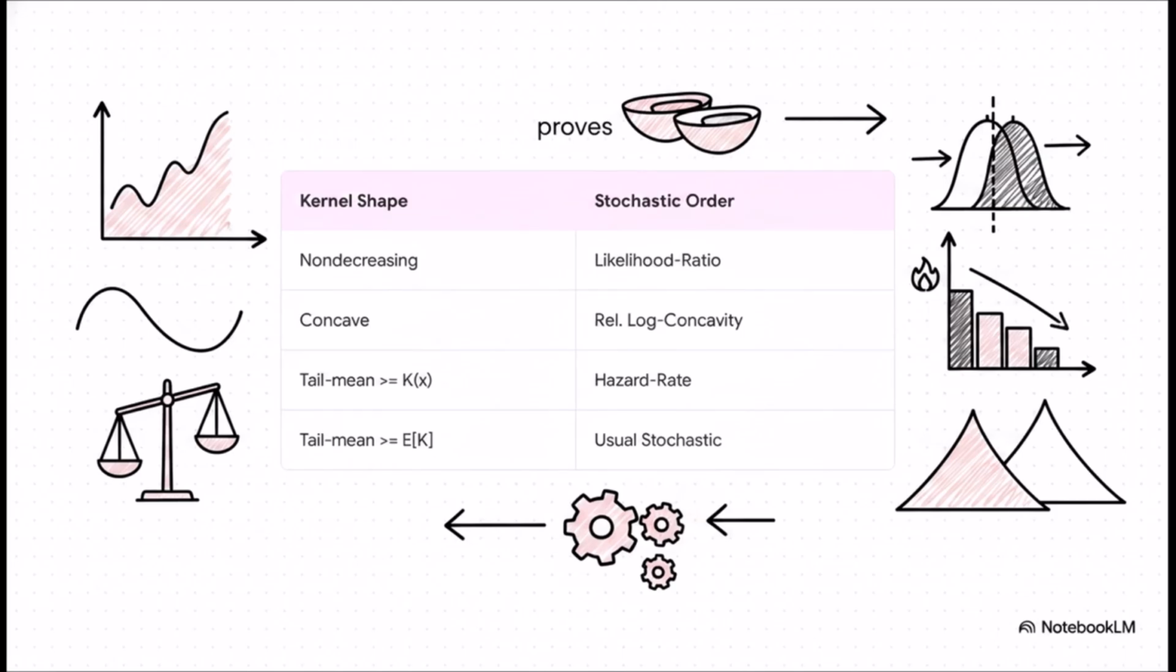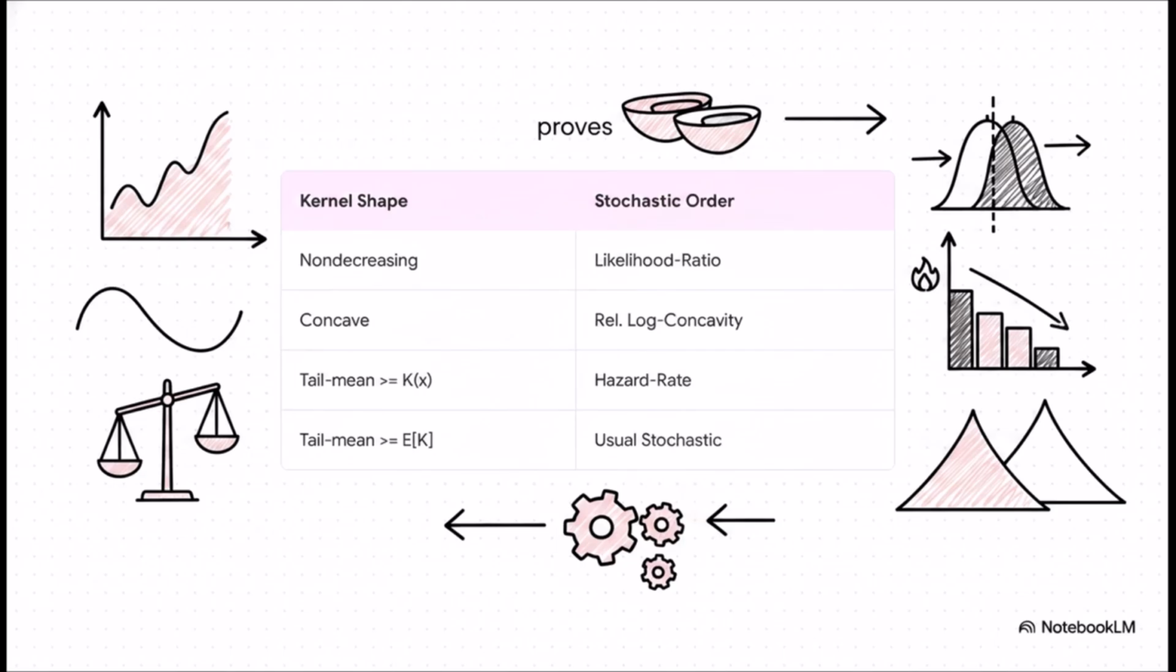If yes, boom, you have immediately established the likelihood ratio order, or as we learned, the expression type less than or equal to subscript LR. Second row, is the kernel curve concave? If yes, you've mathematically proven relative log concavity, the expression type less than or equal to subscript LC.